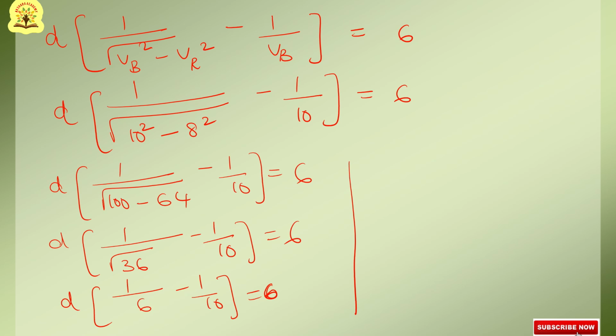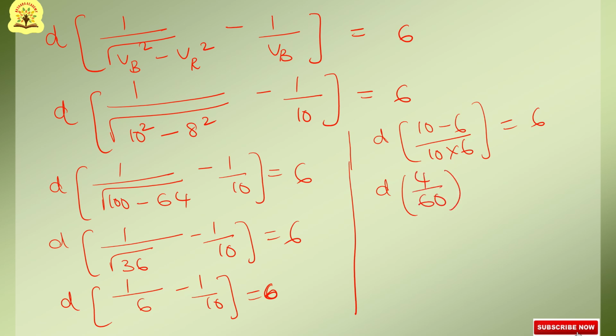Next, taking LCM, d of 10 minus 6 by 10 into 6 is equal to 6. d of 10 minus 6 is 4, 10 sixes are 60. So d of 4 by 60 is equal to 6. Now 4 ones are 4, 4 fifteens are 60. So d by 15 is equal to 6. Now taking cross multiplication, d is equal to 15 sixes are 90, 90 meters. So the width d is, therefore, the final answer, 90 meters.